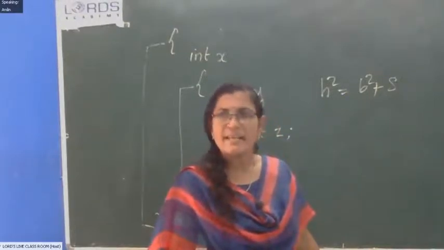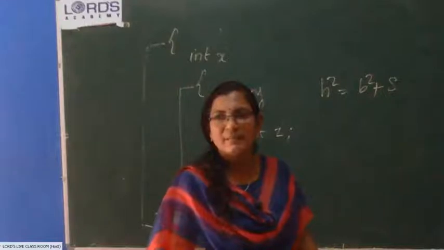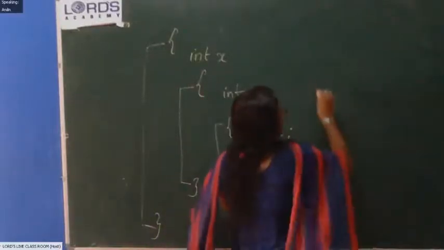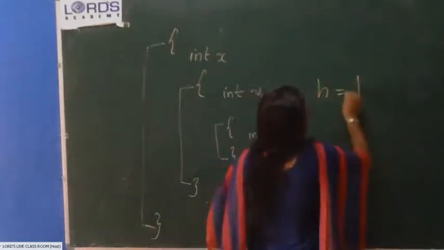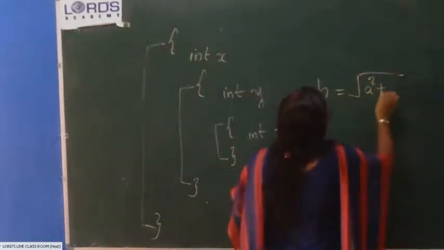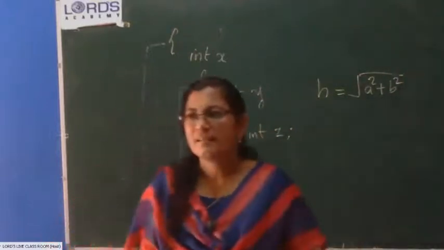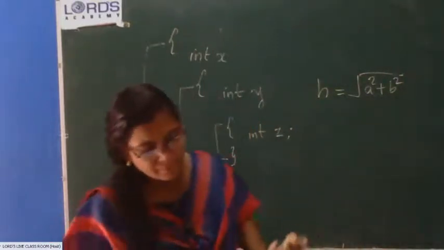Base square plus side square, isn't it? Am I right? So h equal to root of a square plus b square. Am I right? That is the formula.